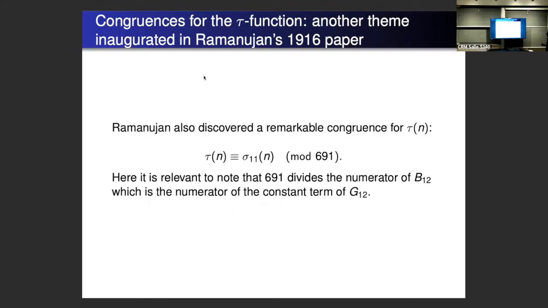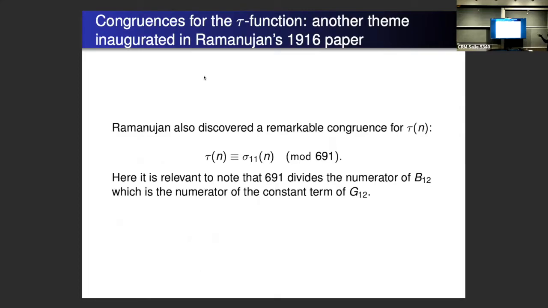All right, and there's another thing he also observed, that there's a congruence for tau n. The tau n is a complicated function. It grows very rapidly with n, but it's related to this much simpler function, the sum of divisors function, sigma 11 n, mod 691. So 691 is a pretty large prime, so it's an impressive looking congruence.